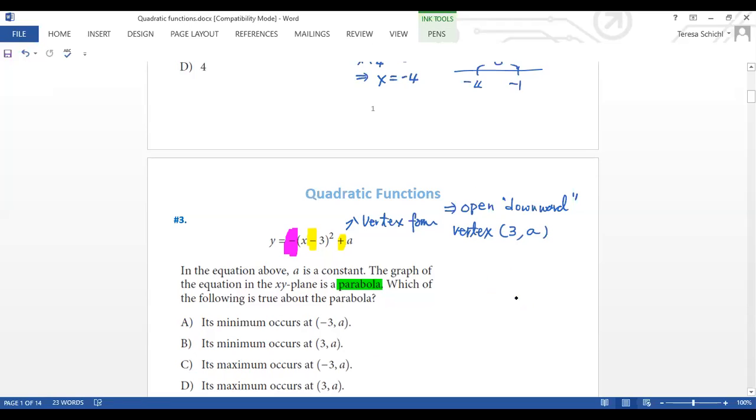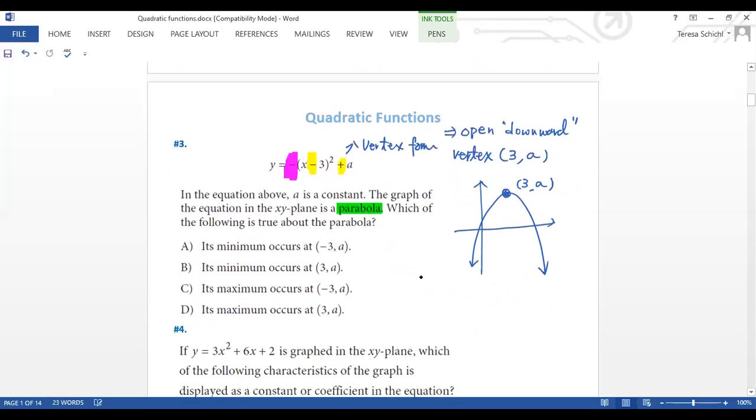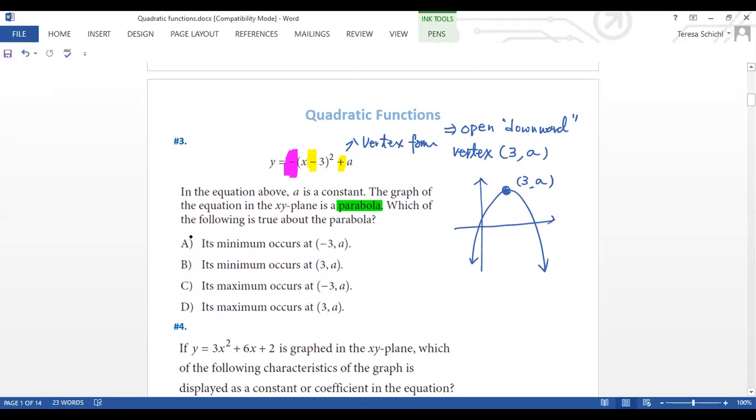So that means here, you're going to have a 3 and the 8. So that means your graph is open downward, so something like here. This is the vertex, so this is 3 and 8. Because it's open downward, I'm going to have a maximum, correct? I know it cannot be minimum, so it has to be maximum.